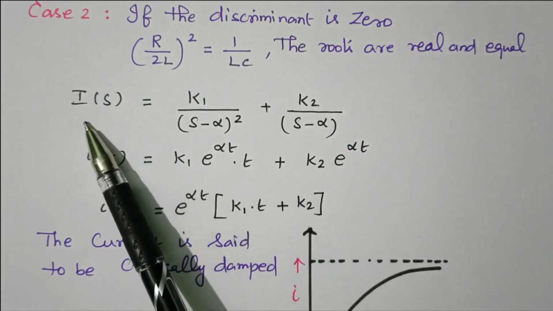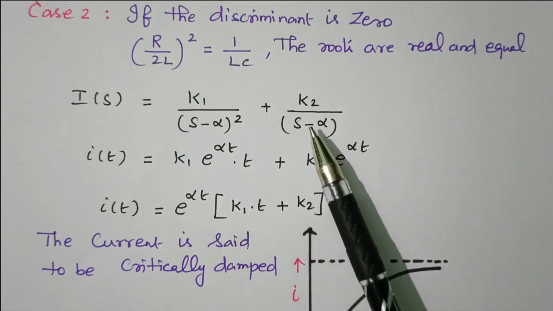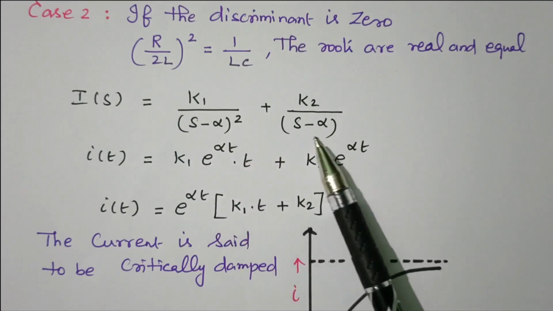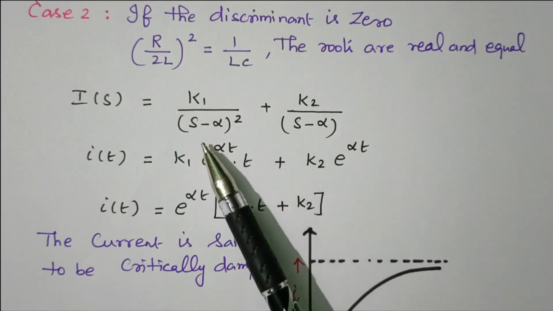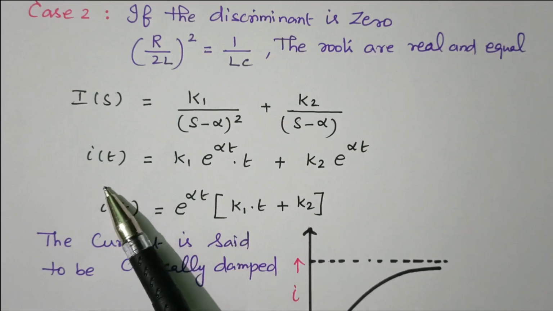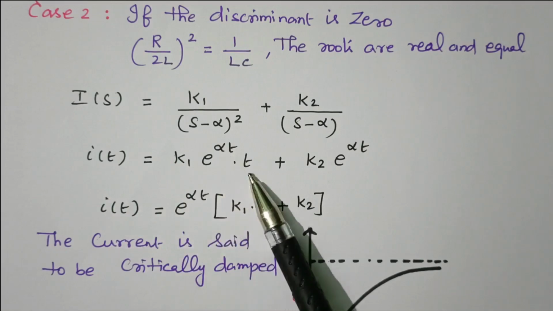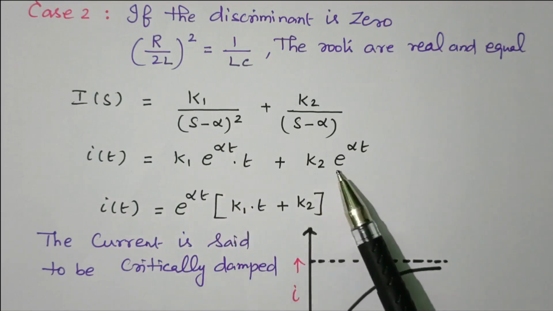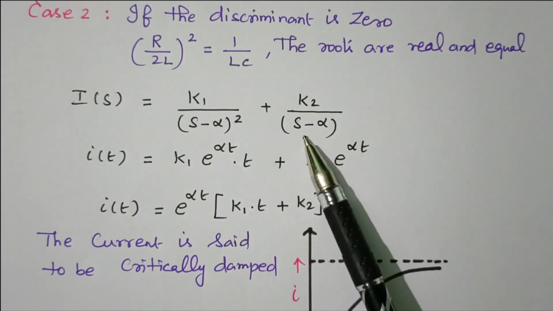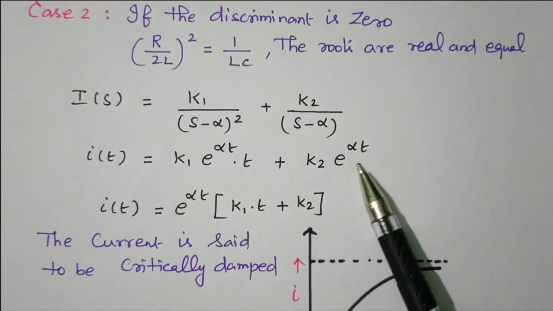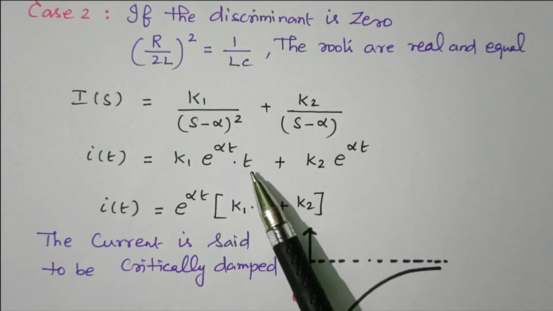So we can write I of s equal to k1 divided by (s minus alpha) the whole square plus k2 divided by (s minus alpha). These are the two roots with the same value, right? So by taking the inverse Laplace, we can write I of t equal to k1 into t into e power alpha t plus k2 into e power alpha t, right? Because of the square we are getting t here. Here only s minus alpha is there, so that gives e power alpha t. Here s minus alpha the whole square, so that gives e power alpha t into t.